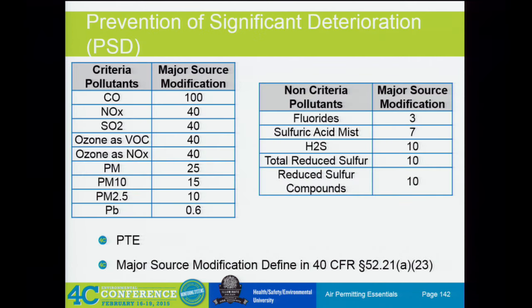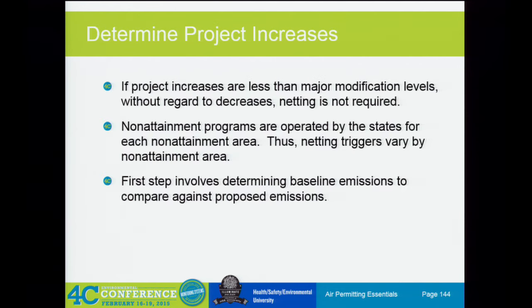So this table refers to the major modification levels under PSD. And it's the state implementation plan that determines the major modification thresholds under non-attainment permits. So when you're looking at your construction permits, you first figure out if you're in a non-attainment or an attainment county. If you're in an attainment county, you're only going to be looking at PSD. If you're in a non-attainment county, you've got to look at PSD and the non-attainment thresholds. And those non-attainment modification thresholds are going to be based off of your state implementation plan.